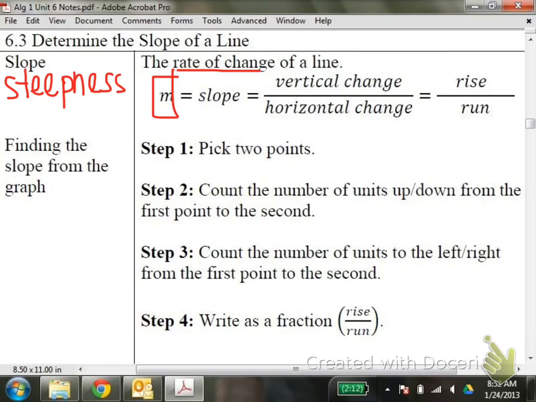This should be familiar to you. Slope is the vertical change, so going up and down, over the horizontal change, going left to right. So slope is vertical change over horizontal change, or another way that we write that is rise over run. That should be the familiar part, right? So slope is the steepness of a line. The variable for slope is M. Vertical change means the Y's, or rise means the Y's. Run means the X's.